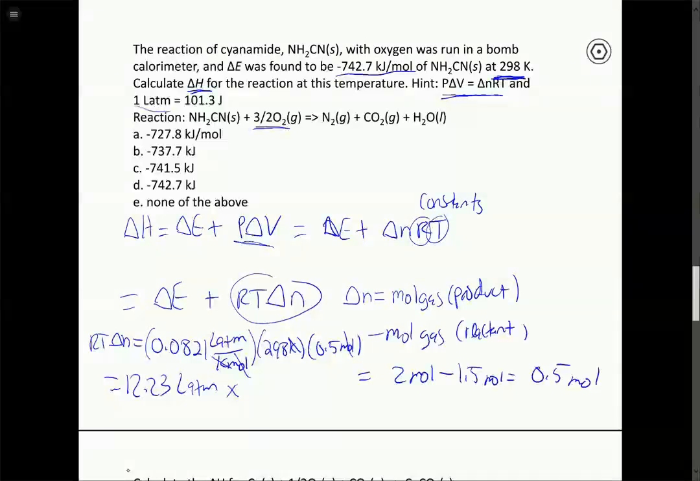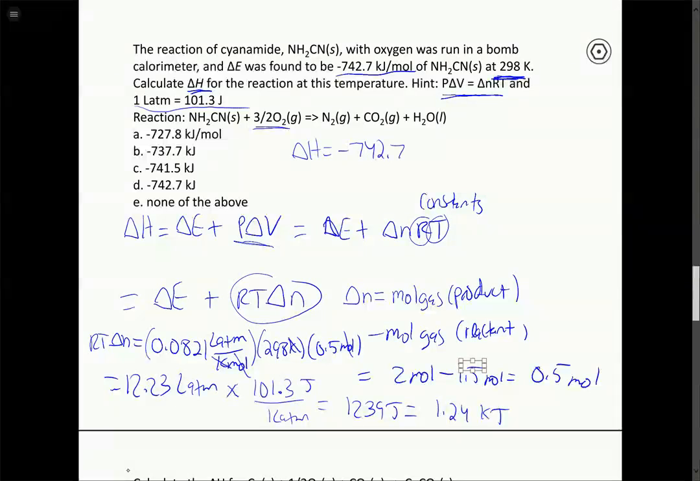The other hint that we're given here is that 1 liter atmosphere is 101.3 joules. We used that same conversion when doing the work problem earlier. So when we multiply that by 101.3, we get 1239 joules, which is equal to 1.24 kilojoules. Then finally we can add that back in. So our delta H is going to be delta E, which is minus 742.7, given to us in the problem, and then our P delta V, or RT delta n term, which we just calculated, is 1.24. That comes out to minus 741.5. So the correct answer for this is going to be choice C.